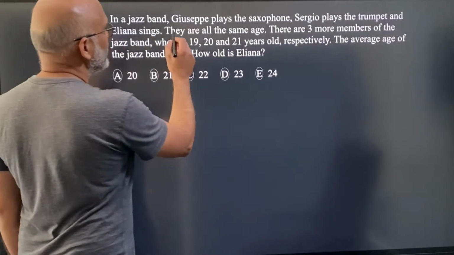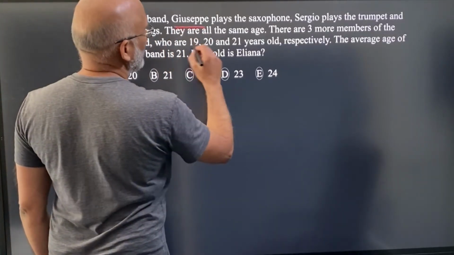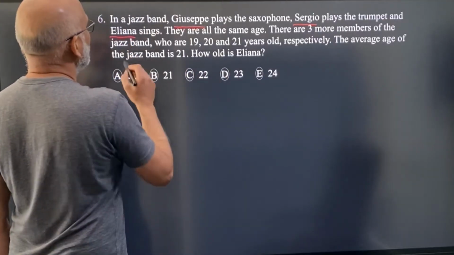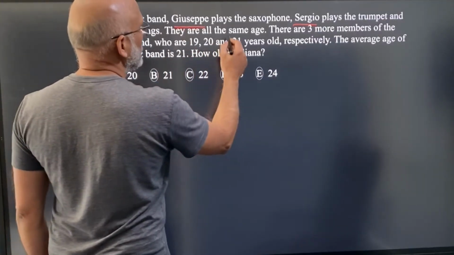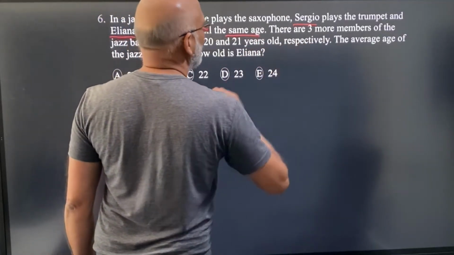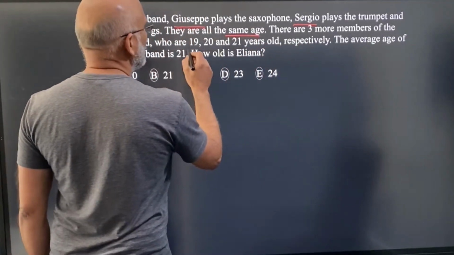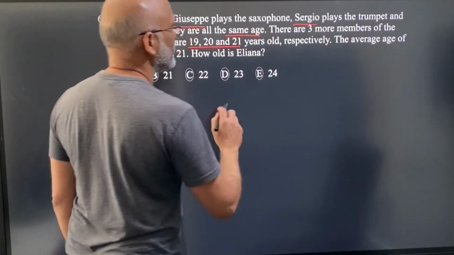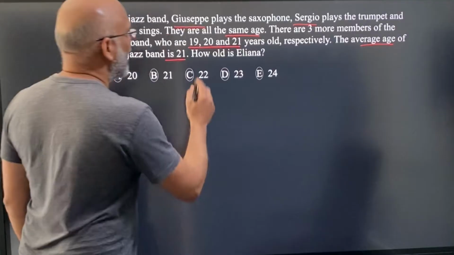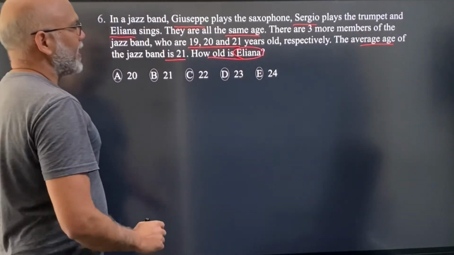In a jazz band, Giuseppe plays the saxophone, Sergio plays the trumpet, and Eliana sings. They are all the same age. There are three more members of the jazz band who are this many years old, respectively. The average age of the jazz band is 21. How old is Eliana?